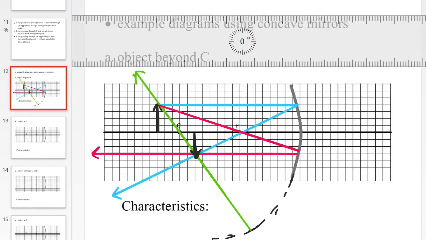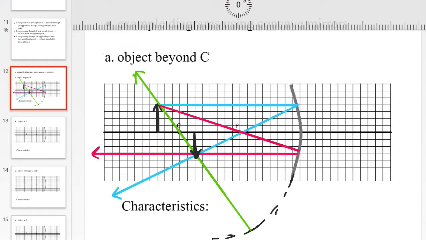A few things. Well, first of all these light rays are converging, meaning they're coming into one point. So therefore, this is a real image, okay? And that's what it means to have a real image, because the rays are converging. Okay? What else do we know about this?